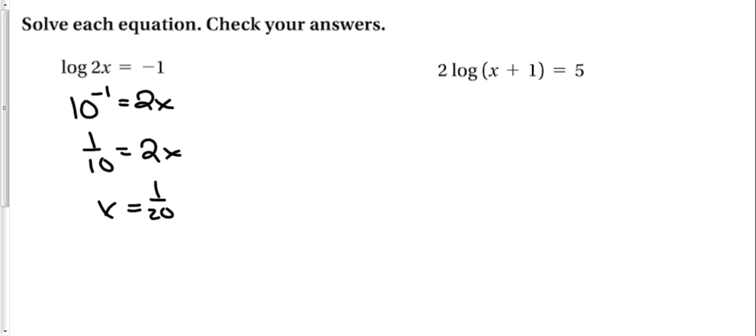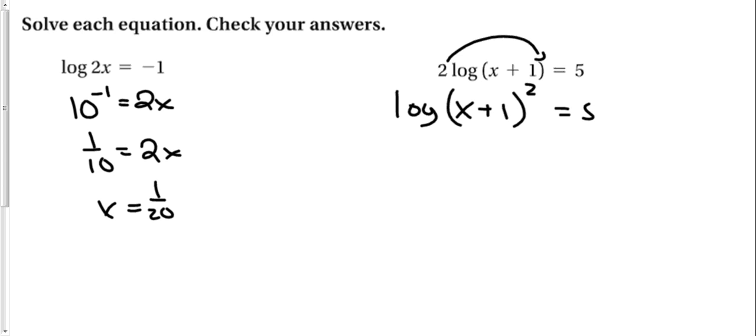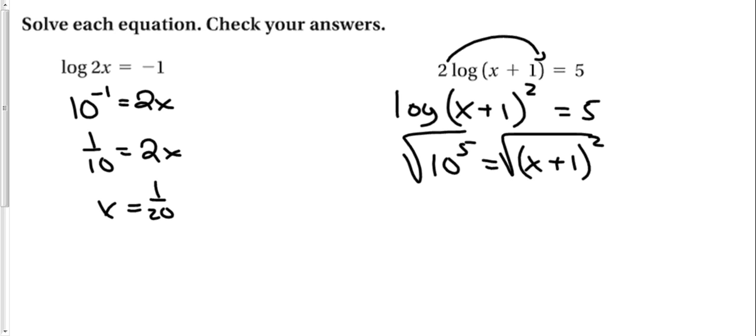First, use the power rule. We put the power up there. The log of x plus 1 squared equals 5. That's the base 10. So 10 to the 5th equals x plus 1 squared. We take the square root, and now, because we're taking the square root, it's the positive and negative of 10 to the 5 over 2 equals x plus 1.